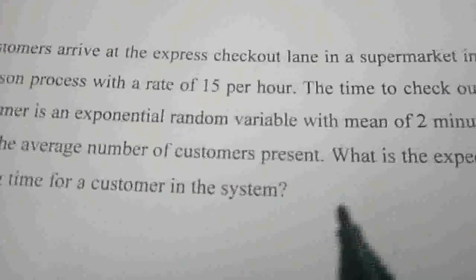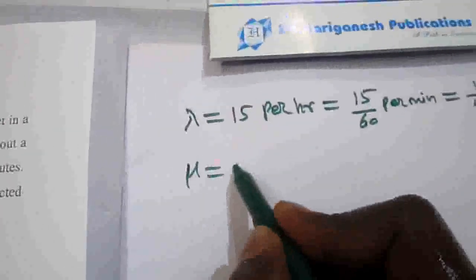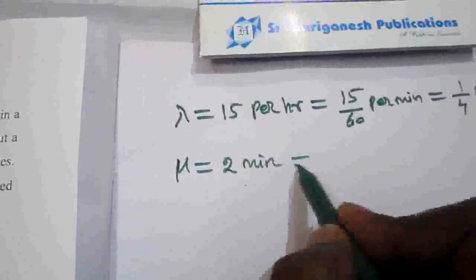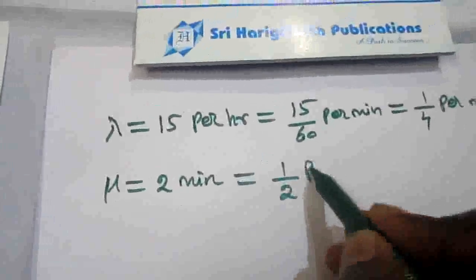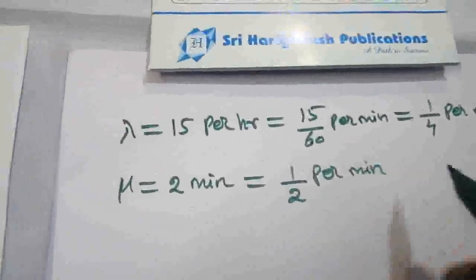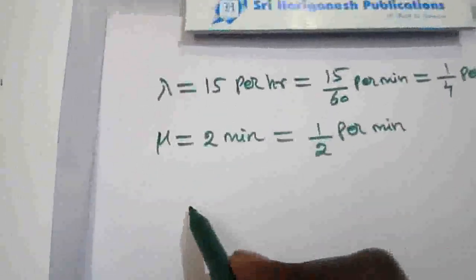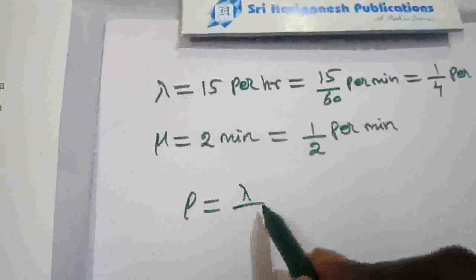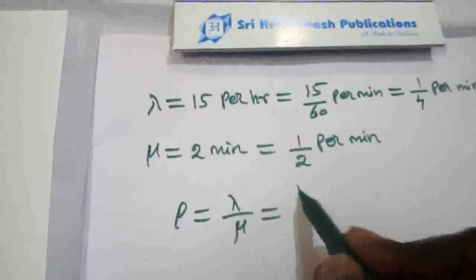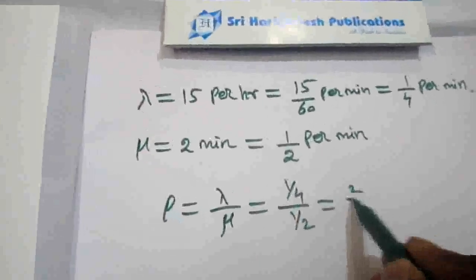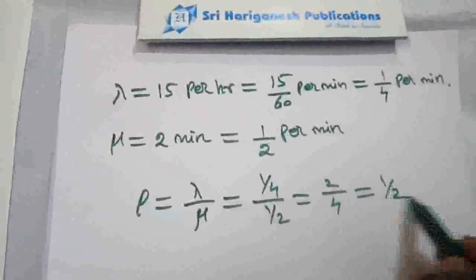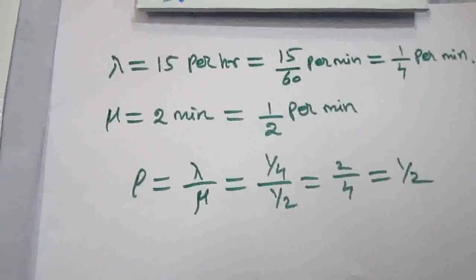And the service time. In this problem the service time is given as 2 minutes. So 1 by mu is equal to 2 minutes, but I want it in terms of per minute, so mu is 1 by 2 per minute. Now we have lambda and mu. So rho is equal to lambda by mu. Lambda is equal to 1 by 4, mu is equal to 1 by 2. So this is 2 by 4, which is equal to 1 by 2. So rho is equal to 1 by 2.